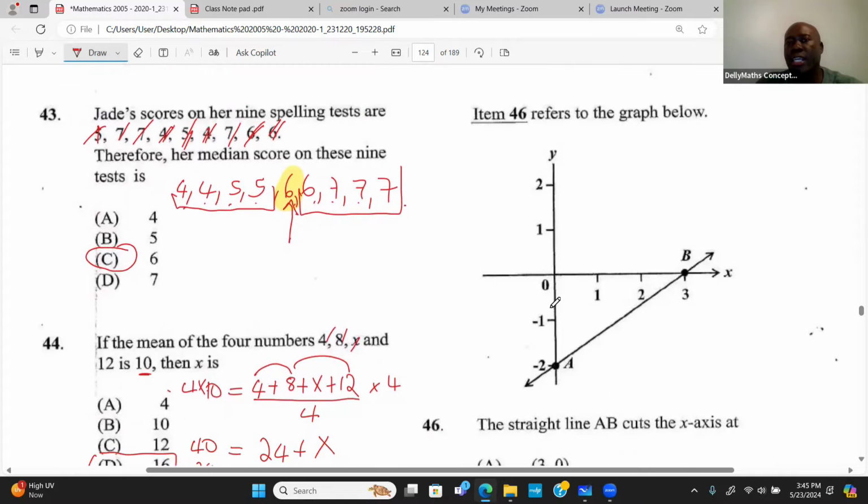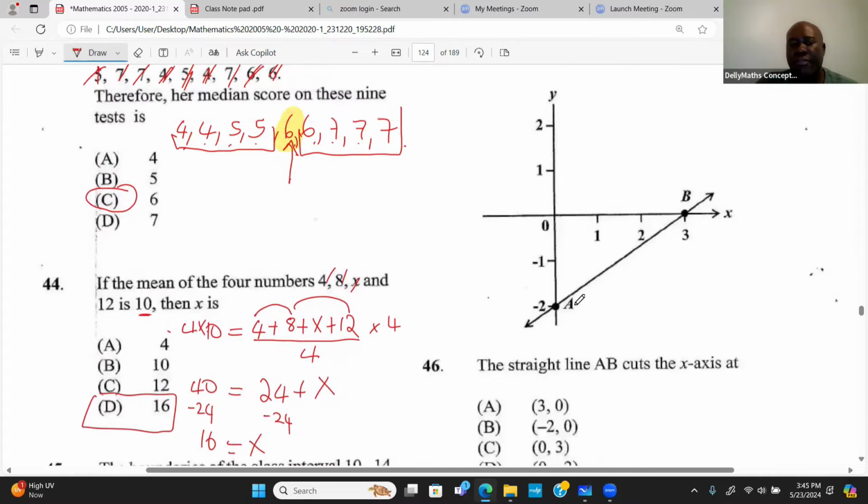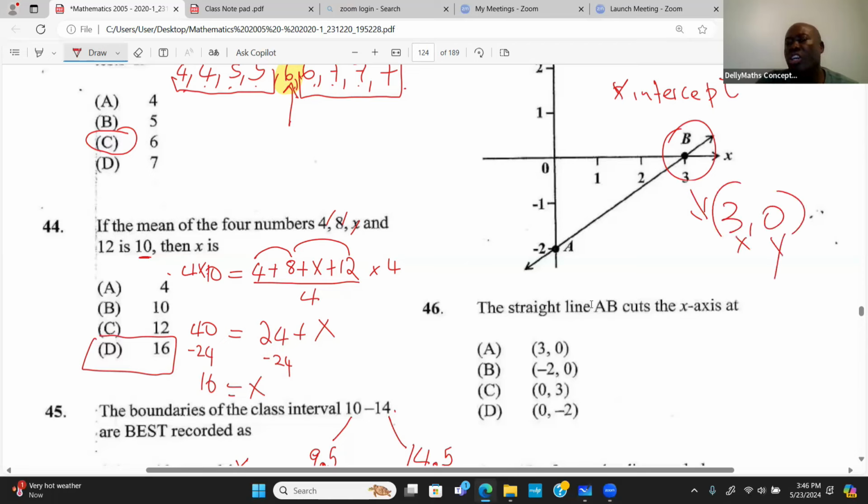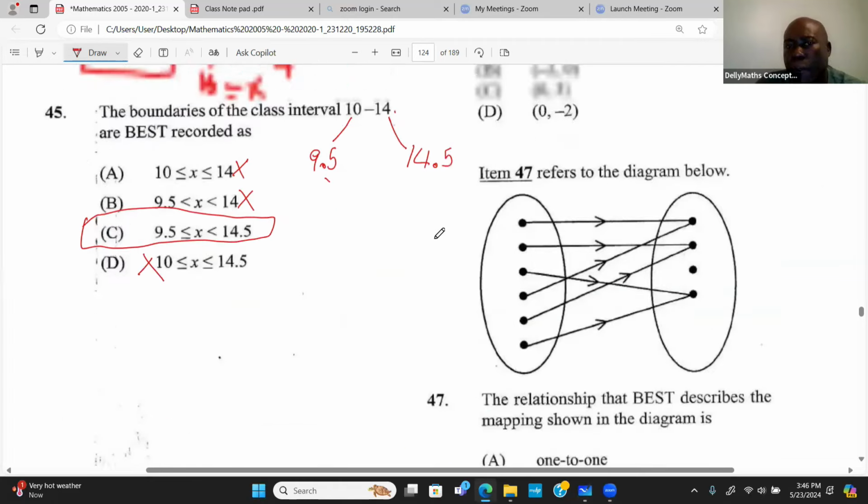Let's take a look at question 46. It's about this graph here. It says the straight line AB cuts the x-axis at what? Remember, when you cut the x-axis, it simply means that we're looking for that x-intercept. That's what we're actually looking at, which is right here. And what is the coordinate here? It's where 3 meets 0, the x first followed by the y. So one has to be able to read the coordinate. So the answer is A. Reading our coordinate is very vital to what we're doing.